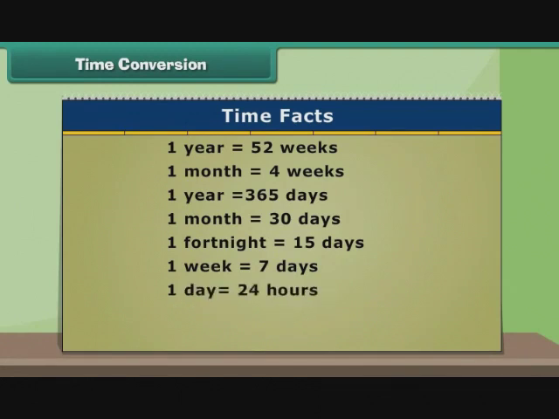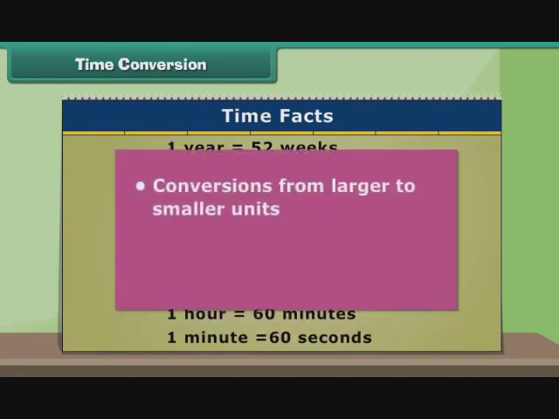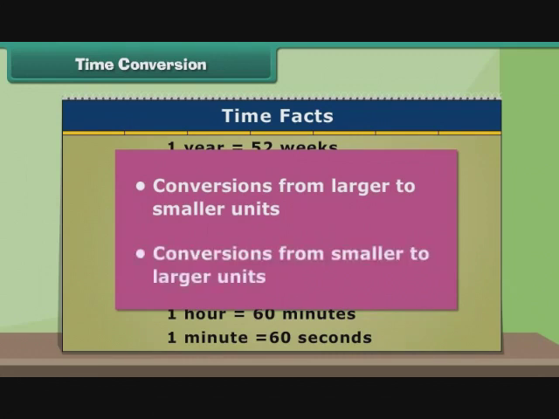1 day is equal to 24 hours. 1 hour is equal to 60 minutes. 1 minute is equal to 60 seconds. Let us put these facts to use and perform. Conversions from larger to smaller units. Conversions from smaller to larger units.